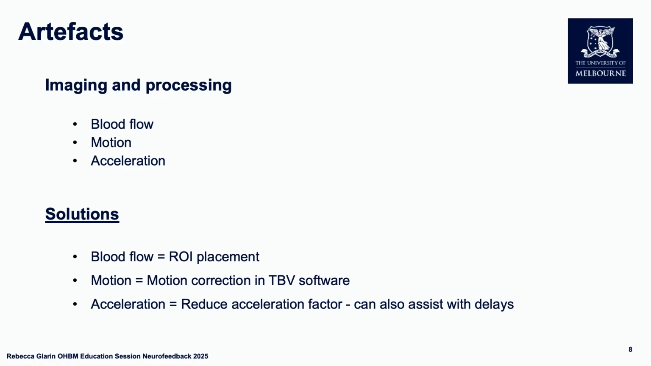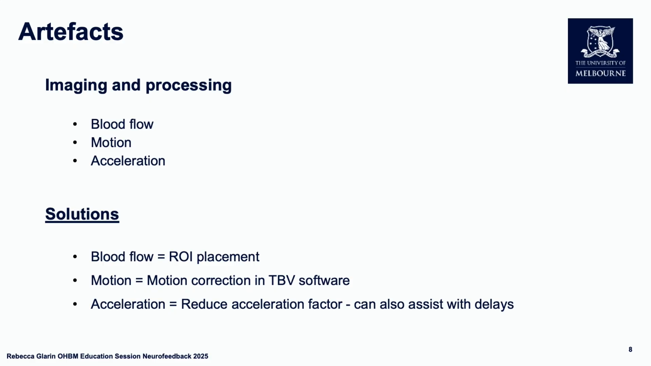So the phase encoding can cause a few artefacts. There's some other reasons to consider: blood flow, motion and acceleration. Some solutions would be to pick a region that's not sitting next to a highly vascularised area. For your motion, the Turbo Brain Voyager and the other software can motion correct, but this also adds time.